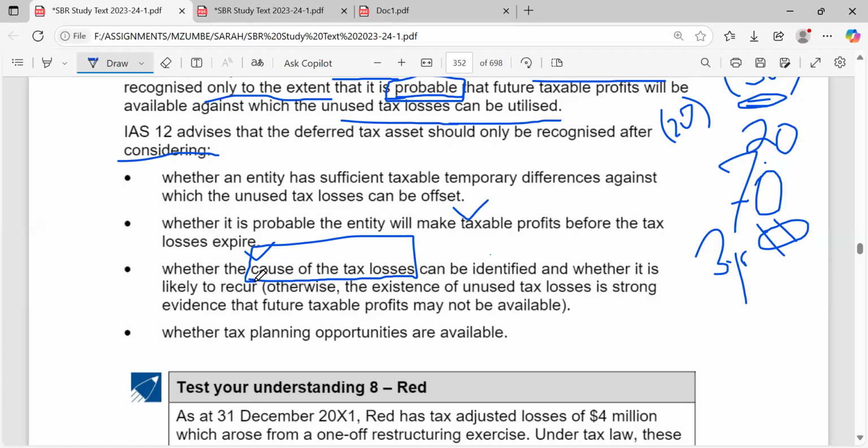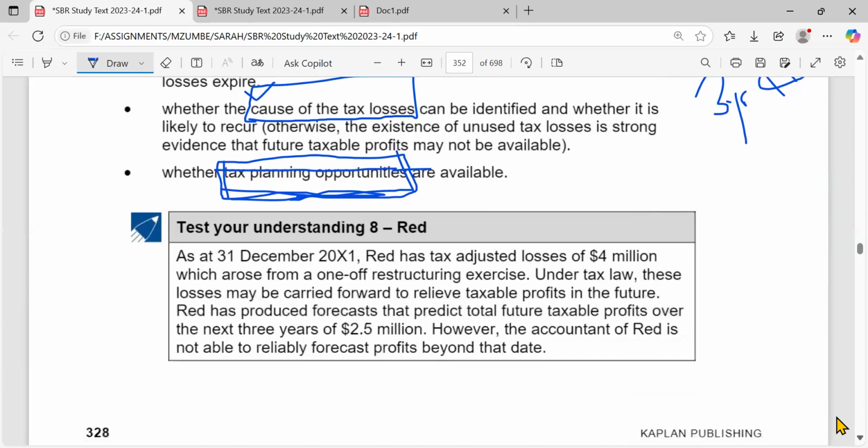All right. And then lastly, we're told whether tax planning opportunities are available. Tax planning is not like tax avoidance, and not like tax evasion. If you do tax planning, you just make proper arrangements. You don't go against the tax laws, you don't go against the authorities, but just make sure that everything would go well. Okay.